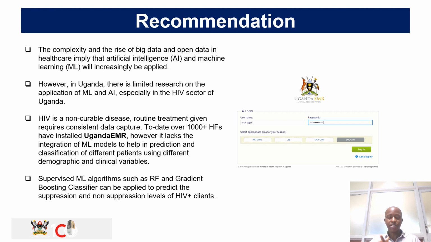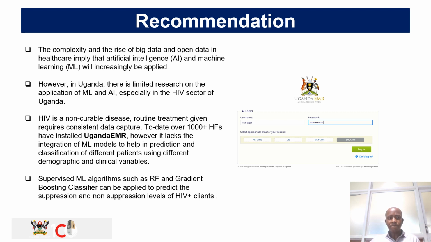The recommendation is that currently we have more than 100,000 health facilities across the country that are running Uganda EMR. This is the system that has been launched by the Ministry of Health. However, the gap is that this on-premise system does not have these machine learning models. If we build models on top of them, they are able to cluster all those patients who have long stayed in that facility and are not having good treatment outcomes, so that quality improvement measures or strategies can be instituted to have these patients suppressed at the end.